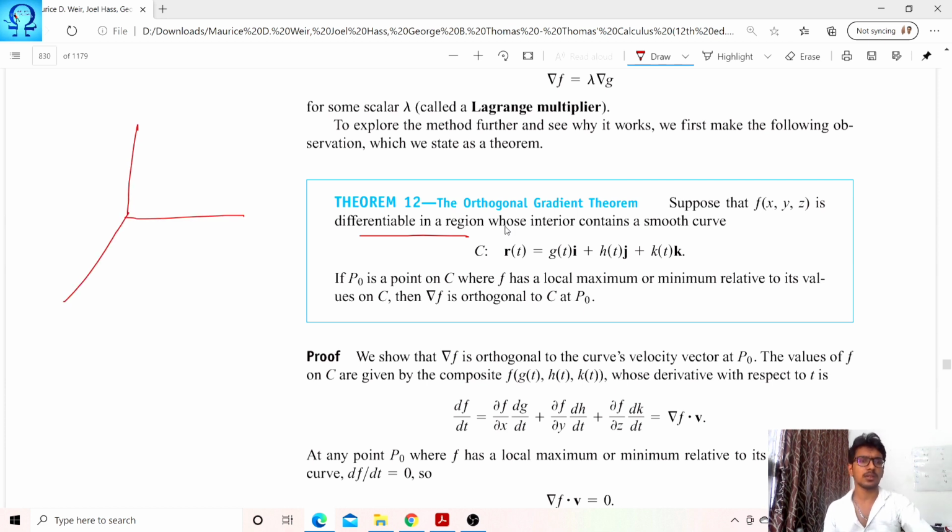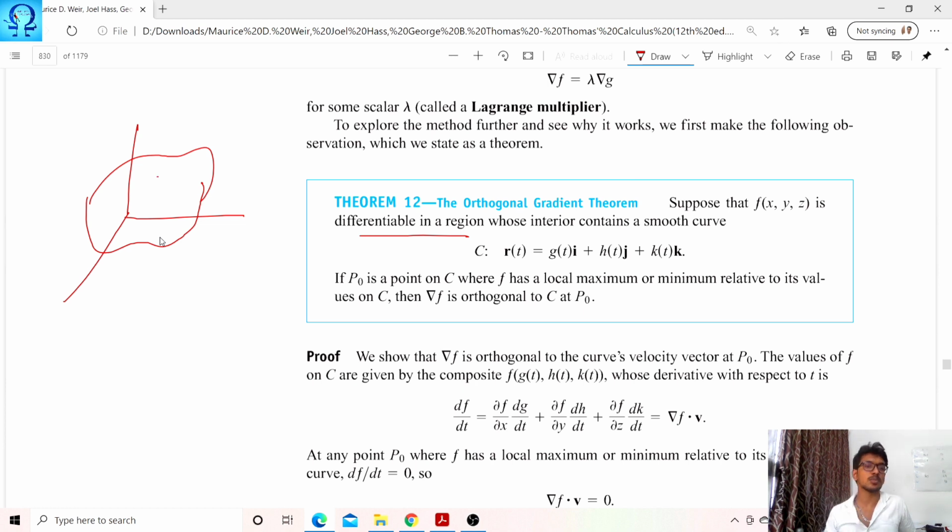Suppose you have to consider a three-variable case, that is, your independent variable is a three-dimensional variable. If you have to plot your function value, that will be in the fourth dimension. So here you have some three-dimensional region.